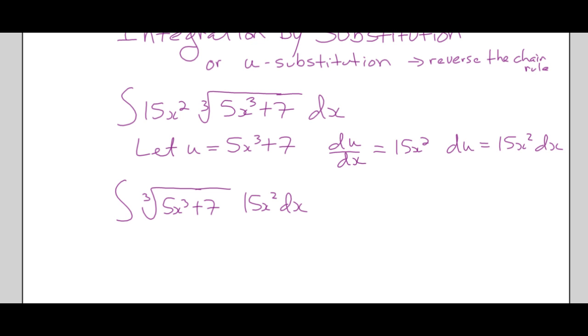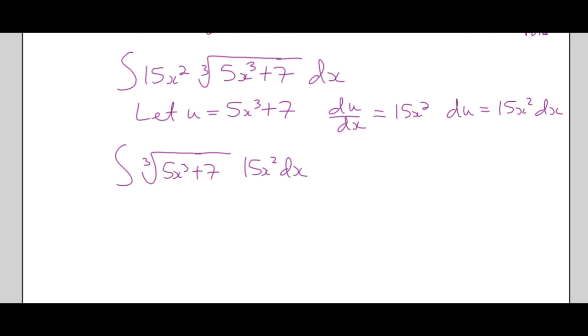It's like ripping off a Band-Aid, right? It's too painful when it's slow. So the 15x squared dx, that can be du. And I can just replace this with a u, or substitute, right? So we do that. So we've got the integral of the cube root of u du. Now everything's just in terms of u. All right, so that's easy to do.